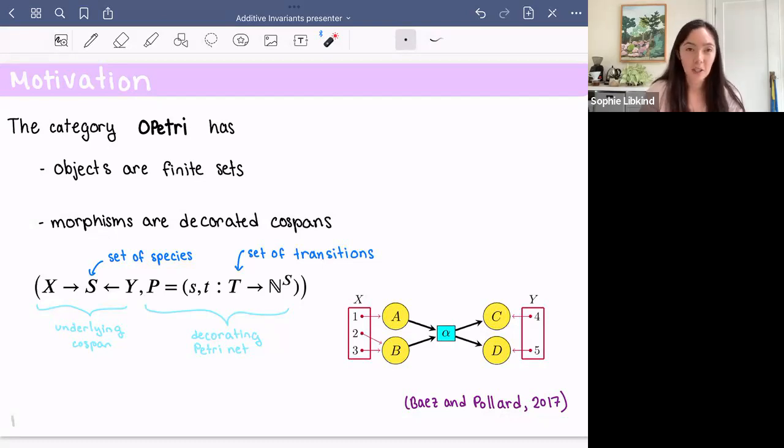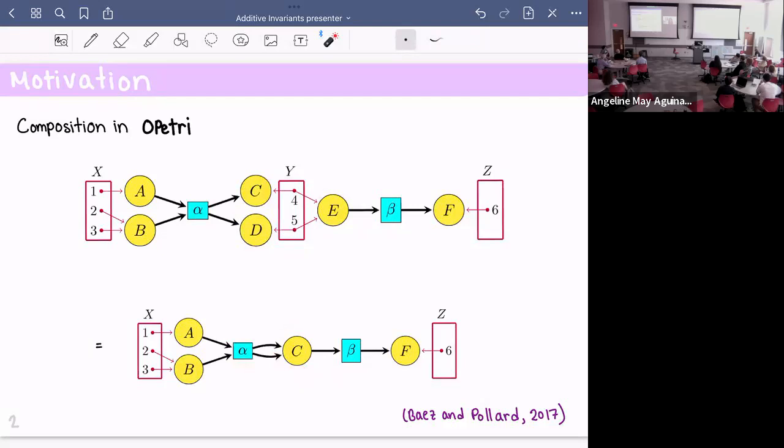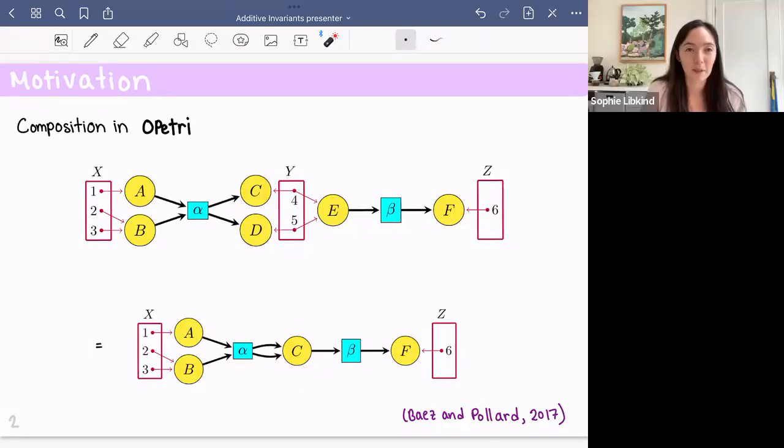So let's see how composition works in this category of open Petri nets. So here we have the open Petri net we just saw, and then another one, which is with a single transition beta that takes in a species E and produces a species F. And the way composition is going to work is we're going to identify all of the species that are connected by the legs of the underlying cospans. So here we're going to identify C with the species E, and we're also going to identify D with E. So then in our composite, those 3 species just become a single species, which we'll call C. And now alpha produces 2 copies of C, and beta takes in a single copy of C. And again, this figure is taken from that Baez and Pollard paper.